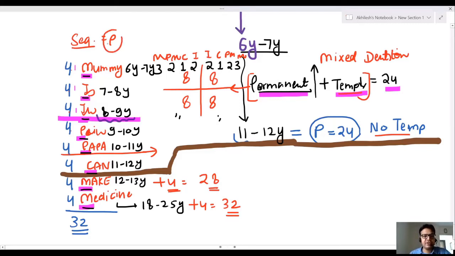This is the sequence of permanent teeth. This is very simple. 2 1 2 3, 2 1 2 3, 2 1 2 3, 2 1 2 3. What is the sequence? Mummy is in pain, papa can make medicine. What is the sequence of temporary? IMCM. IMCM. That's very simple.